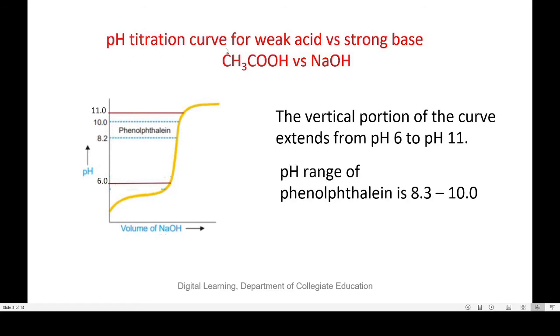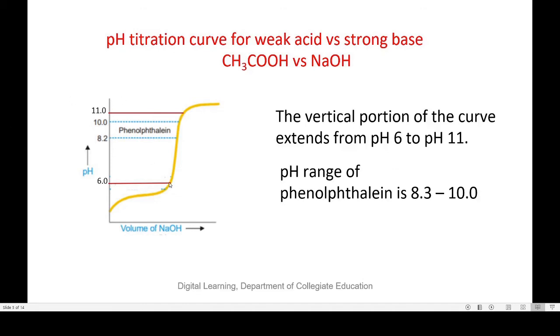Now let us take the pH titration curve for weak acid against strong base. Acetic acid is taken as weak acid against sodium hydroxide as strong base. The pH titration curve obtained is as shown here. Initially the pH of acetic acid is very low, and after each addition of sodium hydroxide the pH rises very slowly, and around the equivalence point a sudden rise in pH will be observed. Beyond the equivalence point the pH rises very slowly and the curve becomes almost flat.